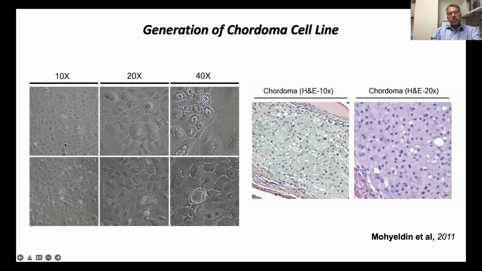So these are the cells that grew in culture. They have these very unique physaliferous features, very much like what chordomas have. So this is a specimen that we took from the operating room, and you can see these bubbly features are hallmarks or pathognomonic for chordomas.